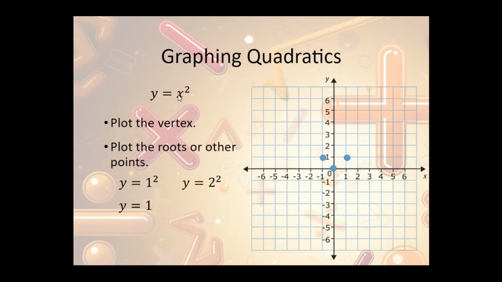So now I plug in 2 for x. So when x is 2, y is 2 squared, which is 4. So when x is 2, y is 4. So I plot that point. Then I do the same thing. So I went to the left 2, up 4, right there. Plotted that one. Now I can just connect the dots, and there's my U shape.